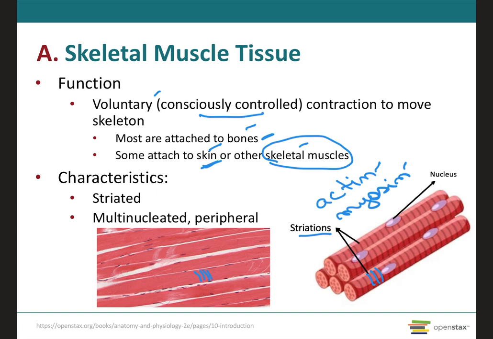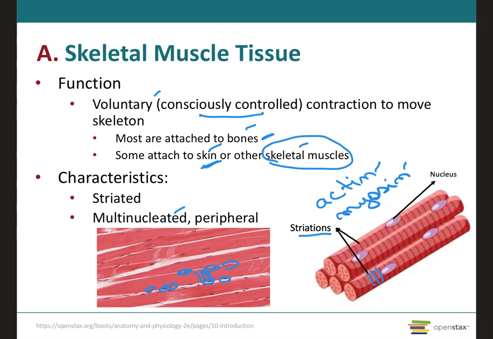In addition, the skeletal muscle fibers have several nuclei, so we say that they're multinucleated. From this image, we can see how the nuclei are arranged on the periphery of the muscle cell tissue.